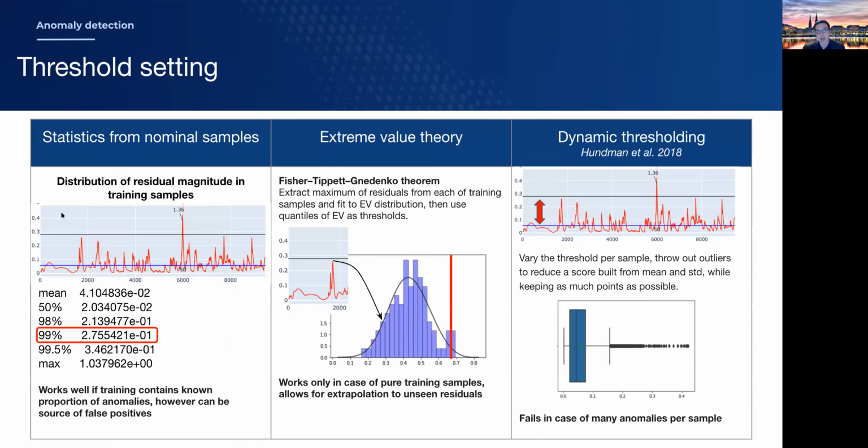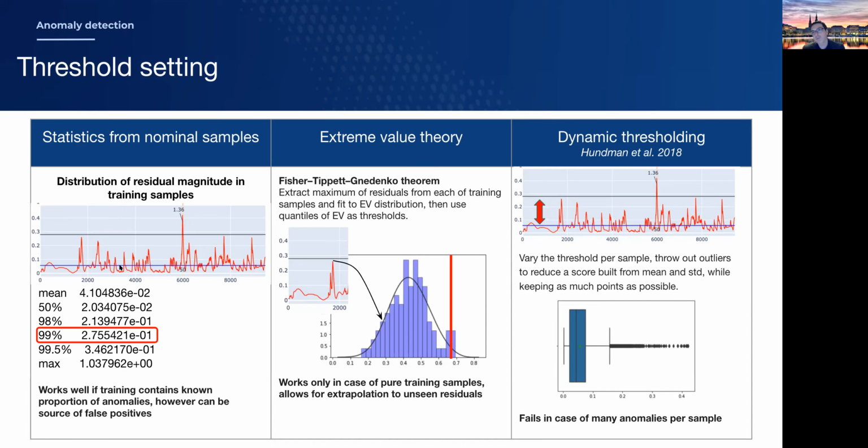Okay, now we have a difference between what we predict and what we measure. And now we have to put somewhere a cutoff. We have to say, okay, now the difference is big enough. Now it's an anomaly.